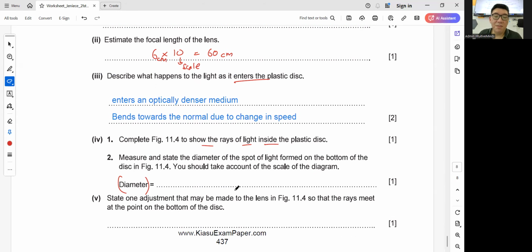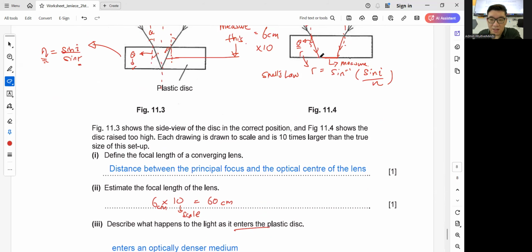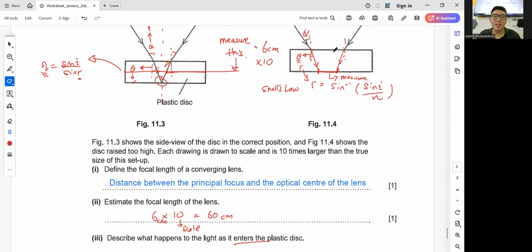State one adjustment that may be made to the lens. So you have the light not meeting together. Over here they meet together, but if you bring it up, they don't meet together anymore. So that's what's happening. In order for the light rays to meet together, they will have to bend less.